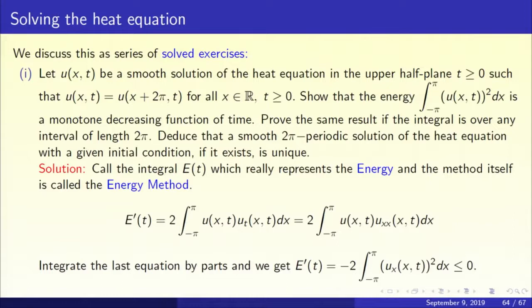What happens to the boundary terms? The boundary term will cancel out because remember that the function that we are looking at is periodic. u of x, t equals u of x plus 2 pi, t. If u is periodic, u sub x is periodic, u sub xx is periodic. So u times u sub xx is periodic, so the boundary term drops out when you integrate by parts.